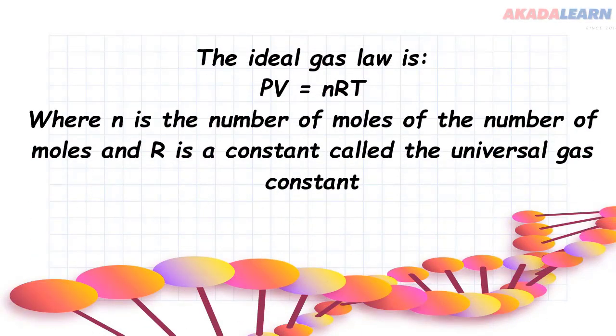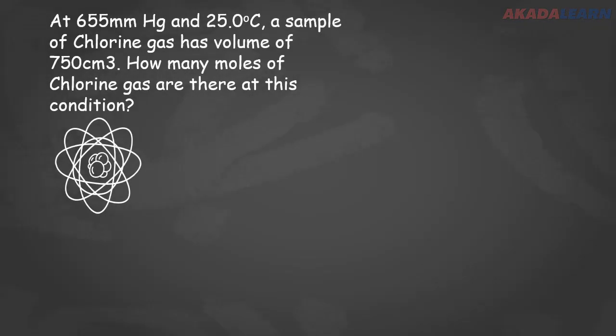So going forward, from the ideal gas statement, it means that pressure times volume can be equal to nRT, where n is the number of moles of the gas and R is a constant called a universal gas constant. We can now take an example to illustrate this. At 655 mm mercury and 25 degrees Celsius, a sample of chlorine gas has volume of 750 cm cubed. How many moles of chlorine gas are there at this condition?